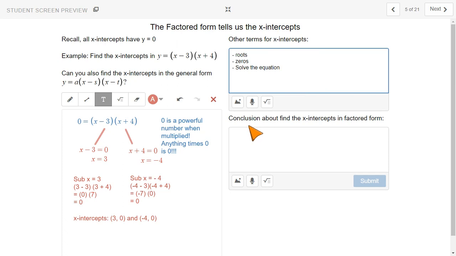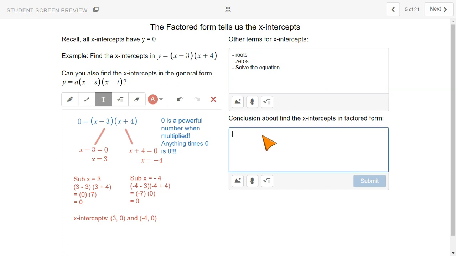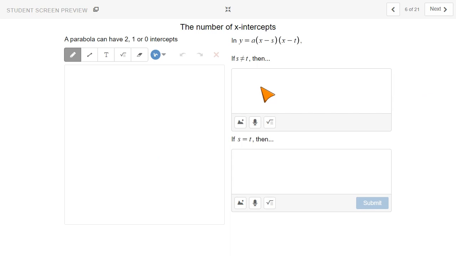So the conclusion we have for finding the x-intercept in factored form, make each bracket equal to 0, solve for the x, and those are the x-intercepts. Now sometimes we have a different number of x-intercepts. So a parabola can have 2, 1, or 0 intercepts.